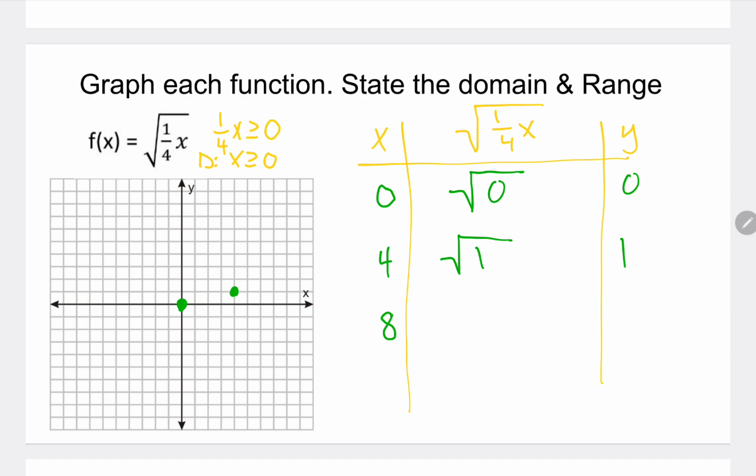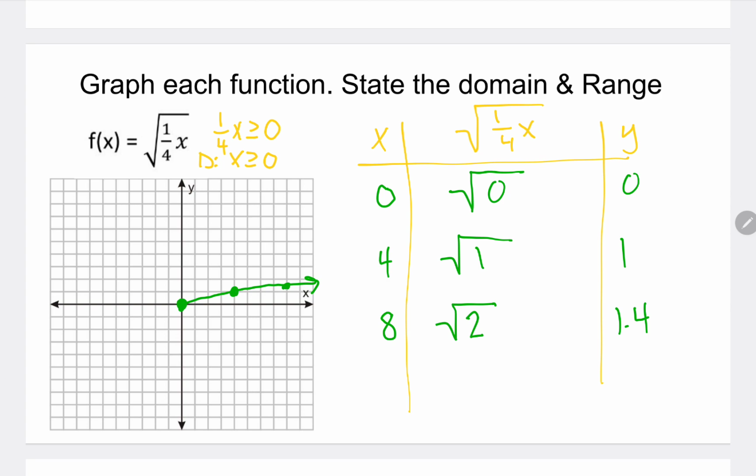That's okay. I can plug in 8, though, and it won't be as messy because I'm just taking the square root of 1/4 times 8, which is 2. But you will have to use your calculator on some of these. So we get that that's about 1.4. So let's see, 4, 5, 6, 7, 8, 1.4. And there is my square root function.